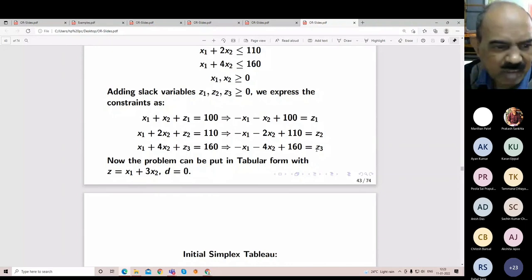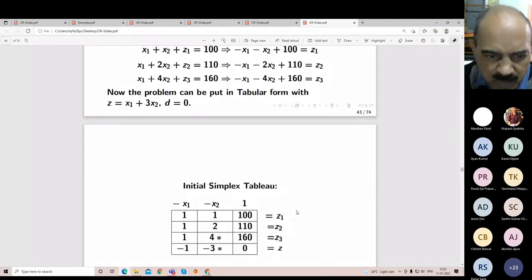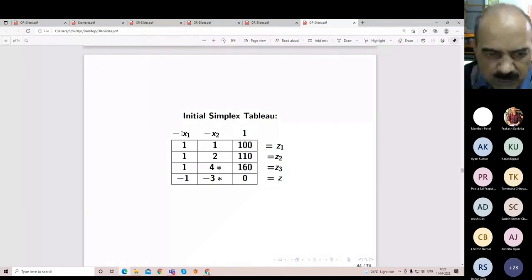Finally, there is the objective function. The objective function equal to Z, or Z equal to x1 plus 3x2. D is not there, D equal to 0. So we can write in this form: minus 1 into minus x1, the product equal to x1. Minus 3 into minus x2, this product equal to 3x2. So x1 plus 3x2 plus 0 equal to Z. Is it clear?